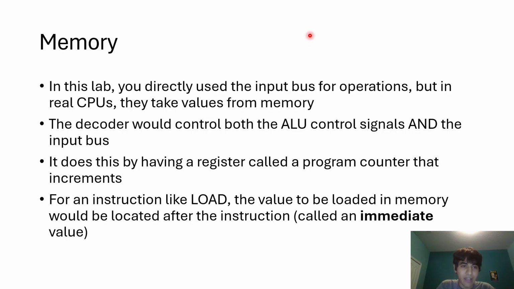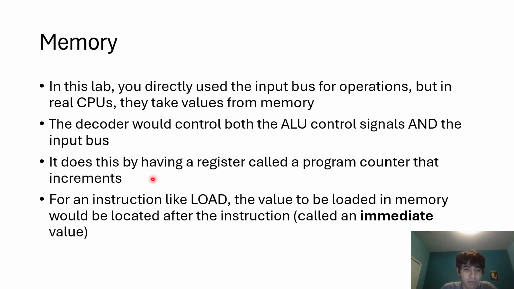The main part that adds to a CPU is memory. In this lab, you directly use the input bus for operations, but in real CPUs, they take values from memory. And when I say use the input bus for operations, I mean that you passed in the instruction to the controller manually. The decoder would control both the ALU control signals and the input bus. It does this by having a register called a program counter that increments after each operation is done. For an instruction like load, the value to be loaded into the memory or into the register would be located after the instruction, and this is called an immediate value.